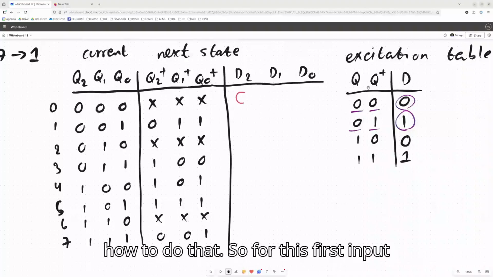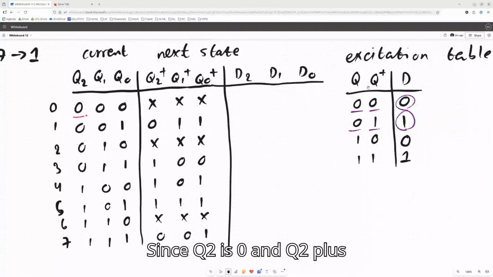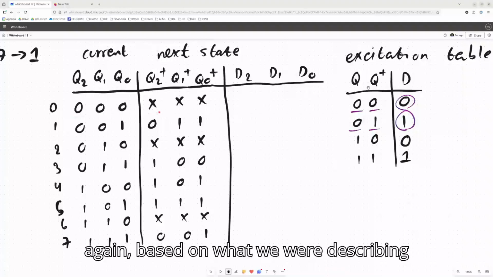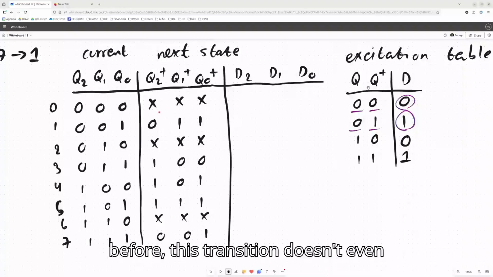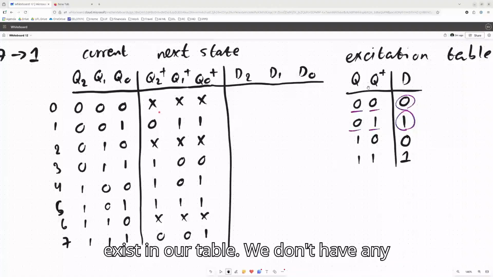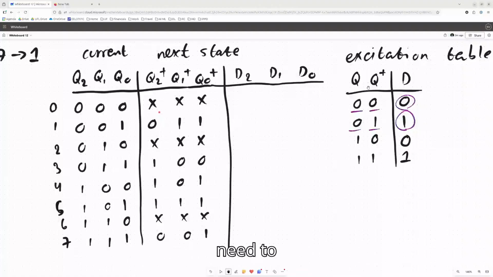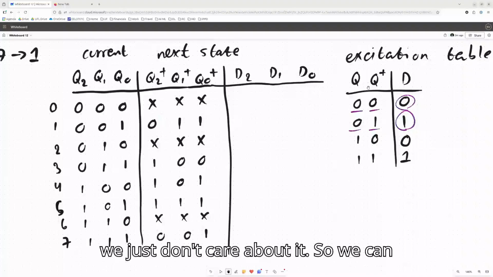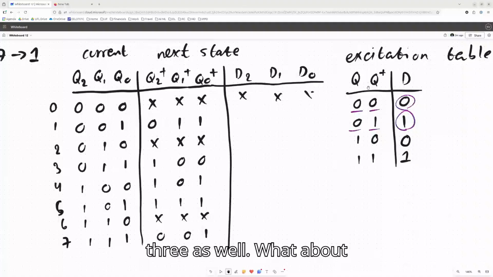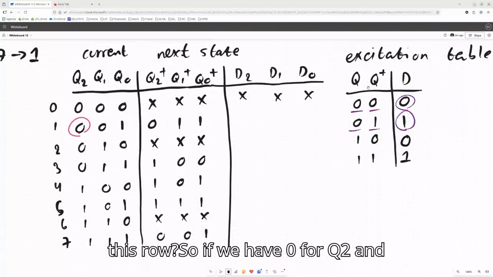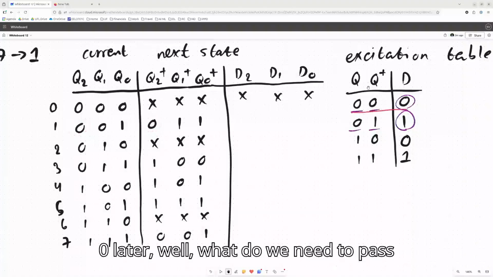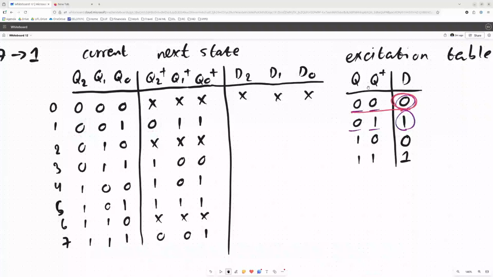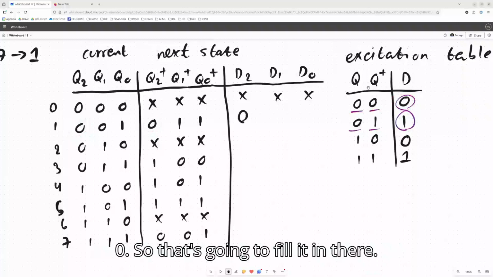So for this first input here, since Q2 is 0 and Q2 plus is don't care, again, based on what we were describing before, this transition doesn't even exist in our table. We don't have any need to pass this transition into the D flip-flop because it'll never happen, right? So we just don't care about it. So we can say that for the rest of these 3 as well. What about this row? If we have 0 for Q2 and 0 later, what do we need to pass into the D flip-flop? We need to pass in a 0. So that's going to fill it in there.